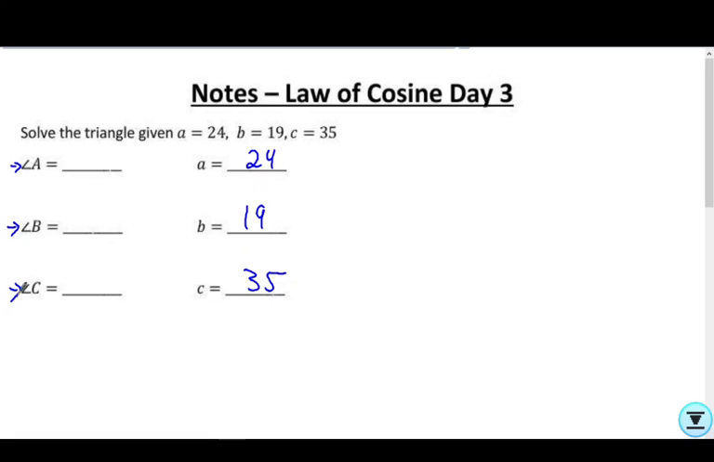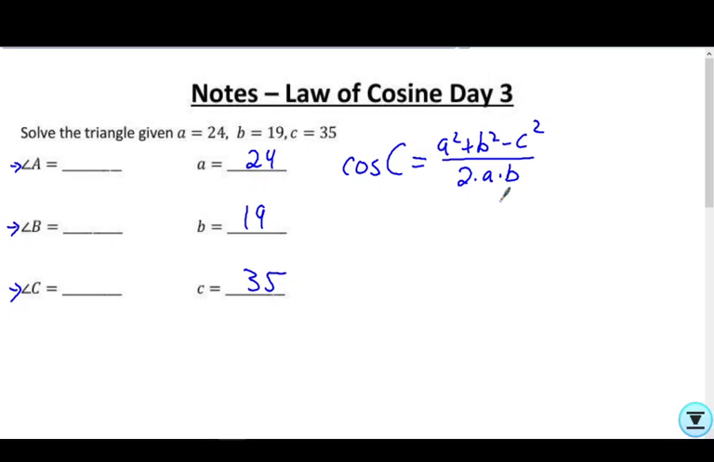So what I would suggest, since we're doing the law of cosines, is to start with finding the angle with the biggest side. That would most likely be our obtuse angle if we have one. And that will keep me from having to worry about which one I find next when I do law of sines. So I'm going to start by finding angle C. We're using this equation: cosine C equals a squared plus b squared minus c squared over 2 times a times b.